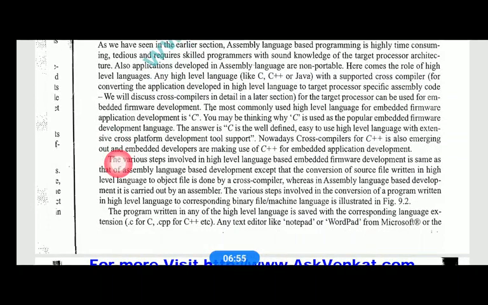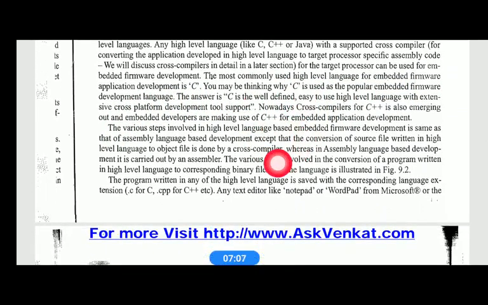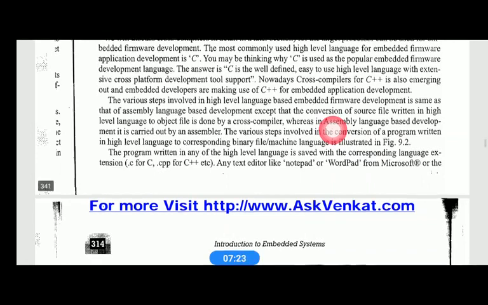The most commonly used high level language for embedded firmware application development is C. Usually it is developed in C, and some are also developed in C++. The various steps involved in high level language based embedded firmware development are the same as the assembly level language based development, except the conversion of the source file written in the high level language to the object file is done by using a cross compiler.